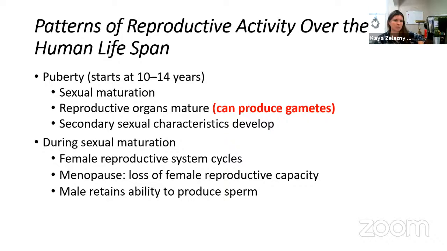Then during sexual maturation, after puberty has finished out, the female reproductive system cycles, right? There's a menstrual cycle where eggs are released on a more or less monthly basis. The male cycle doesn't happen the same way, right? Males really have a similar progress day to day, so there's no corresponding cycle in men. And another difference in sexually mature males versus females is that women go through menopause. So females lose reproductive capacity later in life, whereas males retain the ability to produce sperm throughout their lifespan.